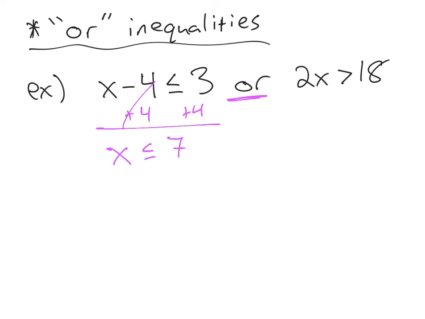Okay. The other one, what's our step to do over there? Divide by 2 to get rid of that 2. So our x will be what? Greater than 9. Don't say it's an or yet until you graph it. So we'll make a number line down below.